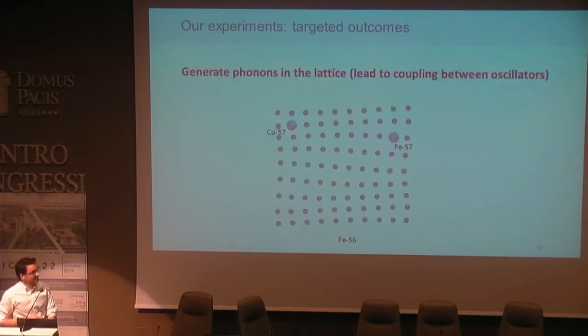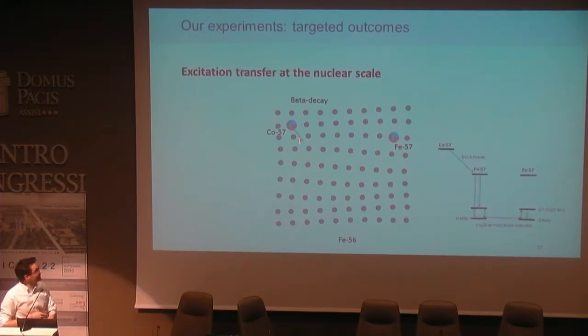And phonons then represent this coupling. So if you remember the earlier examples of these coupled harmonic oscillators, that's basically the system that we have here. We have two harmonic oscillators that are connected through a coupling. And the corresponding energy diagram for nuclear excitation transfer would look like this.